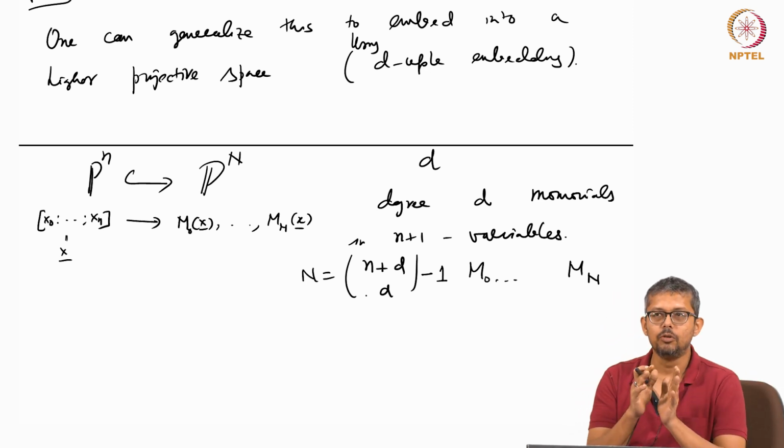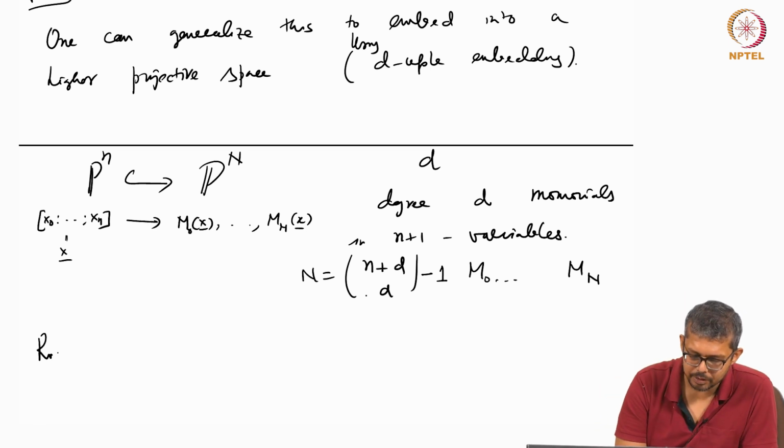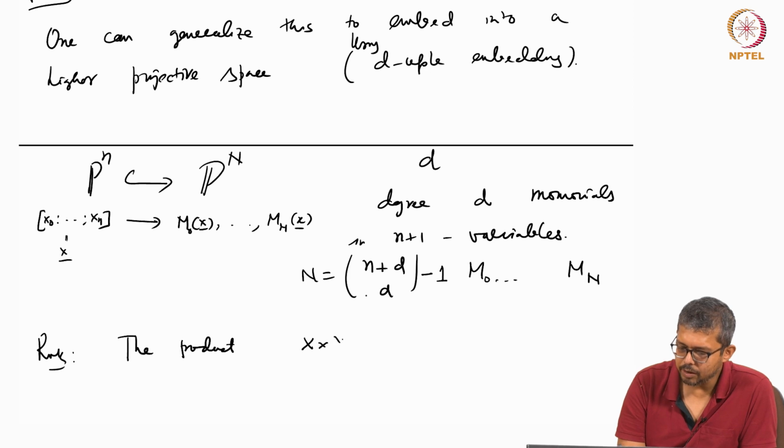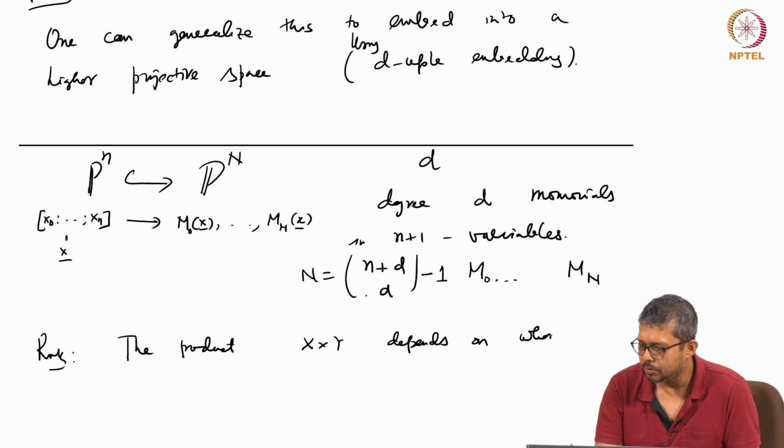So this is the point. The remark is that the product x cross y depends on the embedding, on where x and y are embedded.